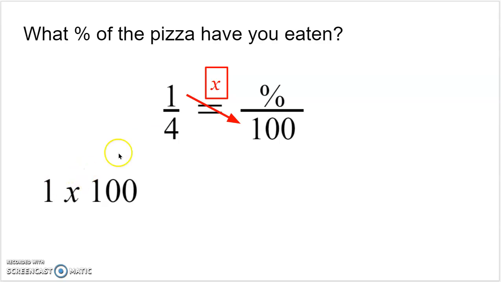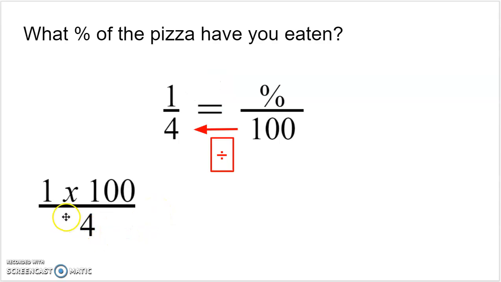The way we calculate our percent is we look for the two numbers that are diagonally across from each other. They won't always be these two numbers. Sometimes we'll be looking for this number, and it'll be these two numbers that you'll be multiplying. But right now it's these two that are diagonally across. So I multiply them, and then I divide by whatever number is left over. I've used the 1 and the 100, so I'm going to divide by the 4 because that's the one that's left over.